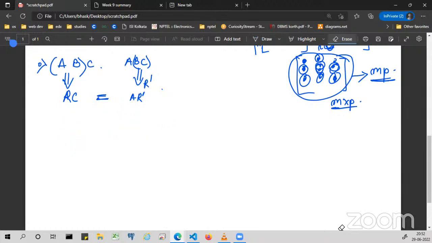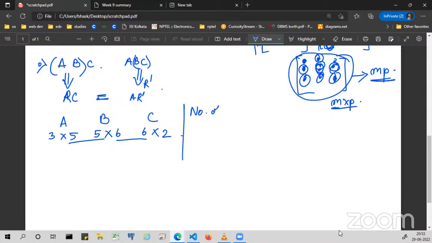So if these two are equal, let's do an interesting exercise. I have A, I have B, I have C, and let's say A is 3 cross 5. B's first value must be 5 for multiplication, and let's say 6, and here C is 6 into 2. Valid multiplication, 5 and 5 same, 6 and 6 same. Now let's see what happens to the number of multiplications in ABC. You all know the way to do multiplication.